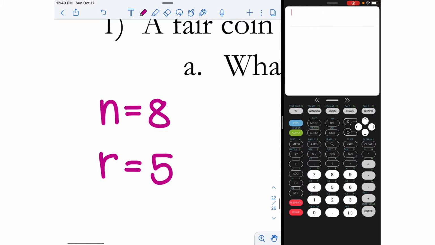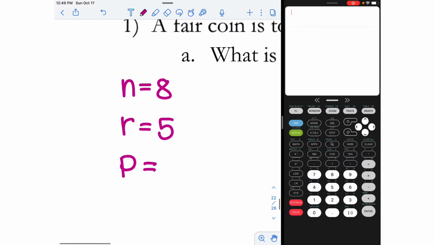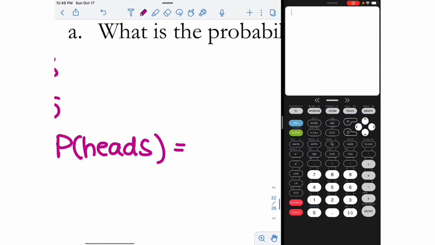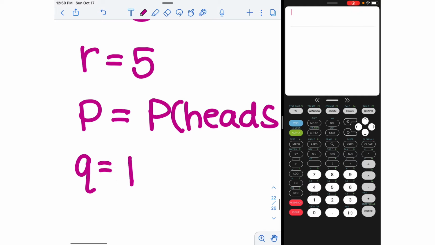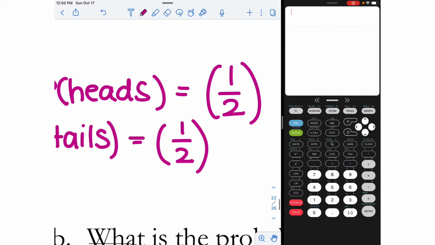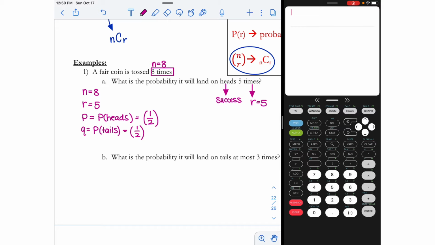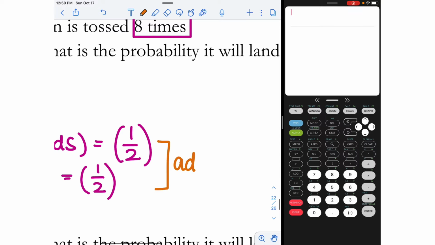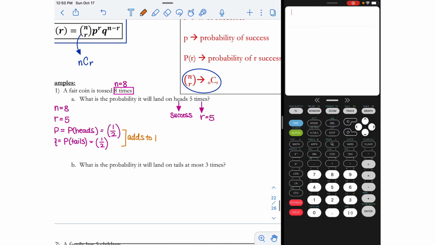I want 5 successes. The P is the probability for success. So the probability for flipping heads is 1/2. The Q is the probability of fail, which in this case is tails. I know you may be thinking tails never fails, but in this case, that's our fail. And the probability for tails is also 1/2. The probability of P and Q should always add to 1, for 100%. 1/2 plus 1/2 is 1, so we're good.